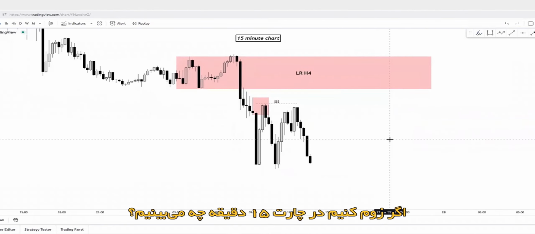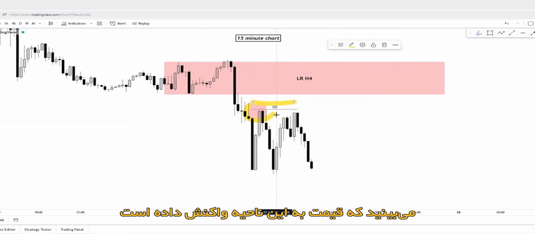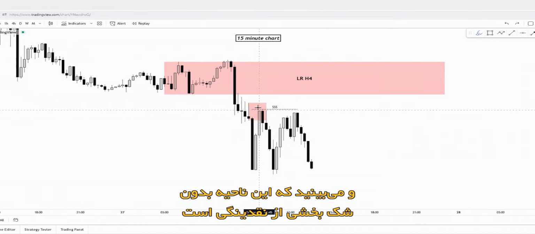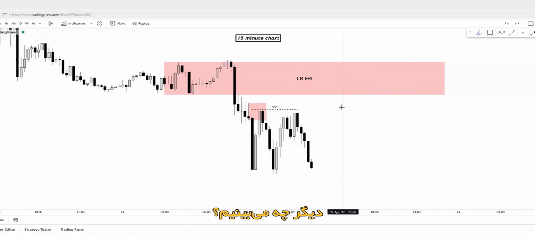So what can we see on the 15-minute chart if we just zoom in? You can see that price is reacting on this zone. You can see that this zone is part of the liquidity. I mean, that's unarguably liquidity, even a liquidity trend line, even a double bottom. I mean, taps, sorry. So what else can we see?